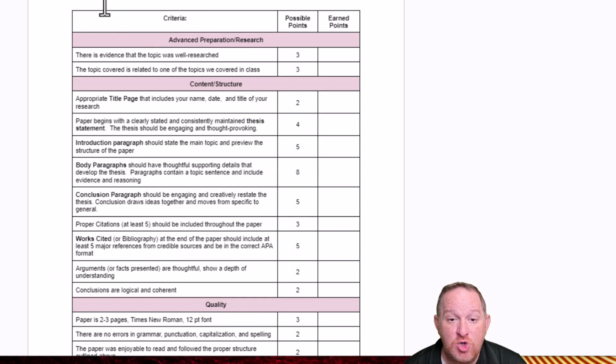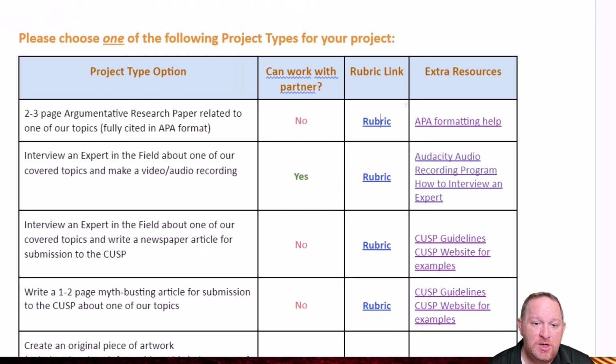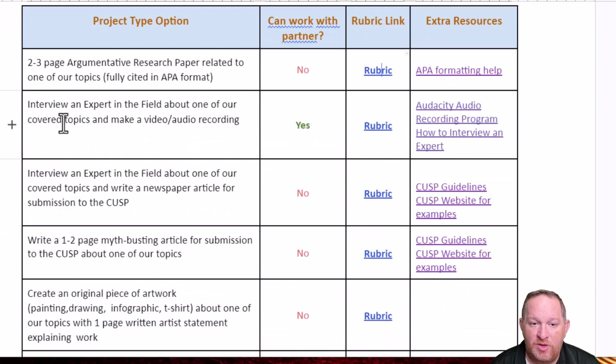Okay? So you could choose to do the argumentative scientific research paper, 2 to 3 pages, and then you choose a topic. All right, so let's say you say, I don't want to do a paper. Well, the second option, the second item on the menu, is to interview an expert in the field about one of our covered topics and make a video or audio recording. If you choose this one, you can work with a partner.